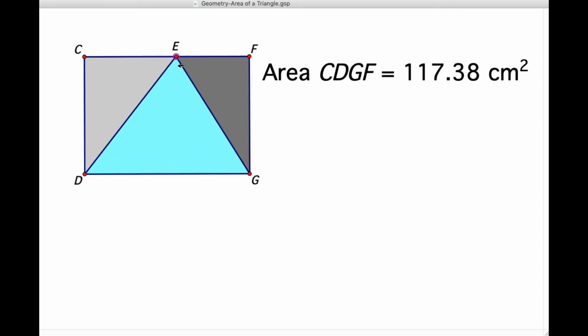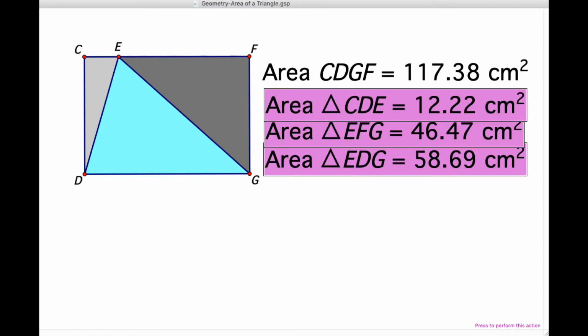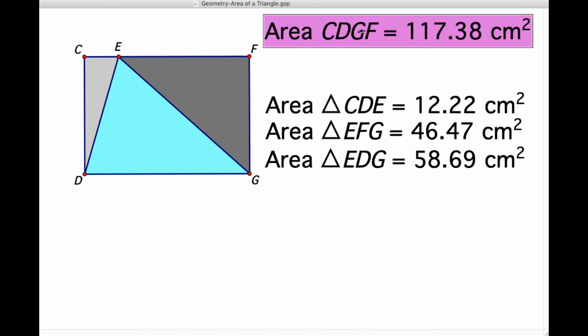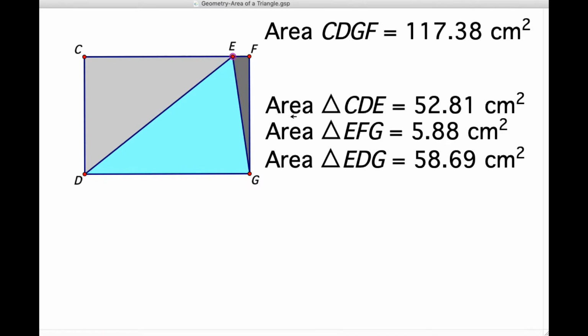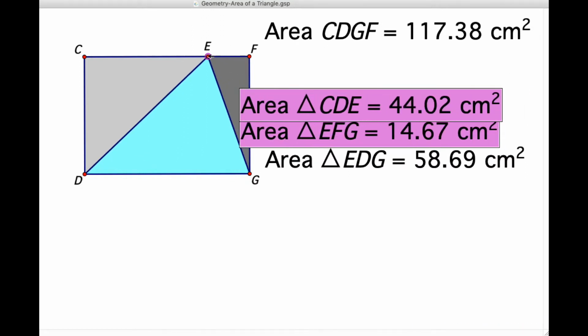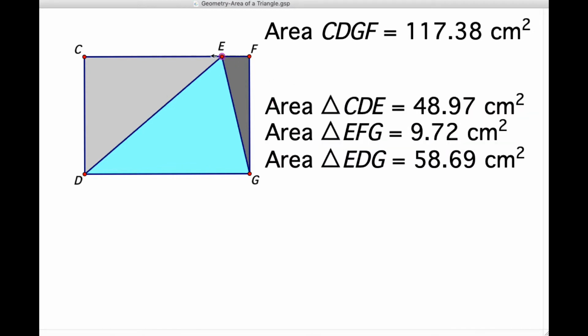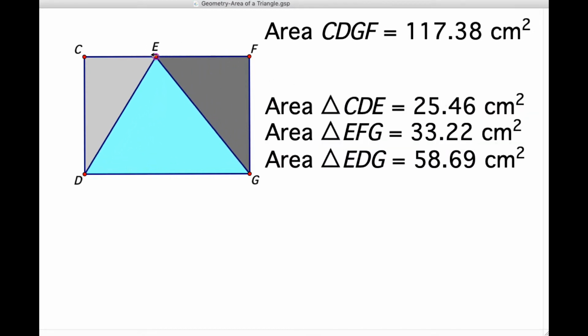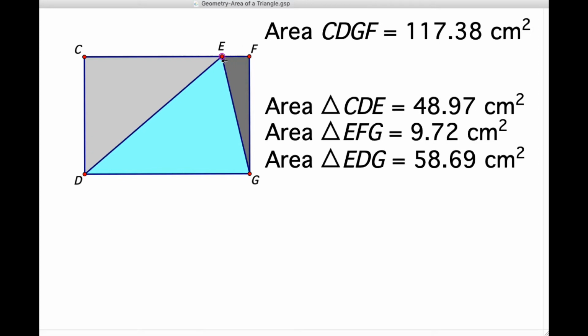And I want to look at the area of these three triangles. So now I see the area of these three triangles, and I want to look at them and see if there's anything that pops out. Well, as I move this point E around, I notice a few things. I notice that these two areas are going to change. The first two areas of triangle CDE and EFG change drastically.